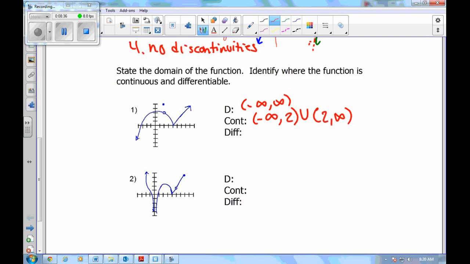Which means we're looking for the 4 things above not to happen. We have how many issues with this graph? 2. There's an issue with the hole. Where else is there an issue? The corner. So our interval where we're differentiable goes from negative infinity to 2, union, what's the next set? 2 to 4. And then we have a corner, so we're not differentiable at 4, which is why we're using parentheses, and then 4 to infinity. Does that make sense?